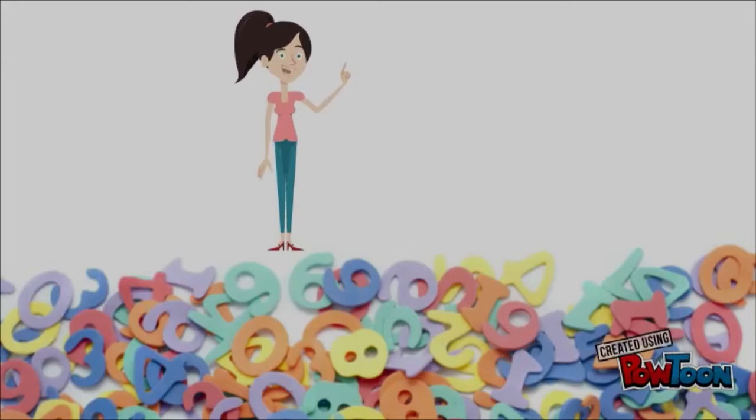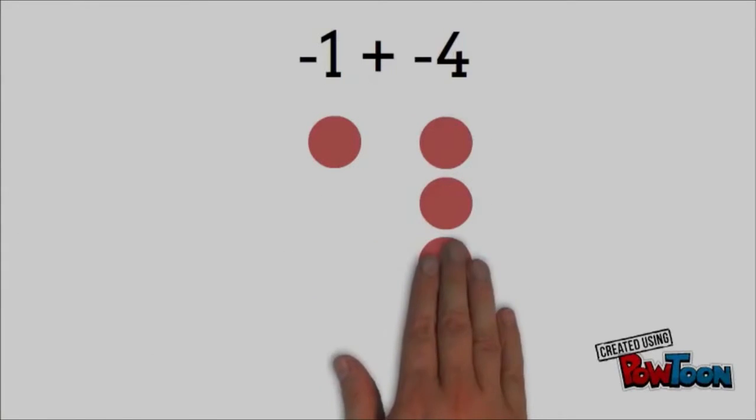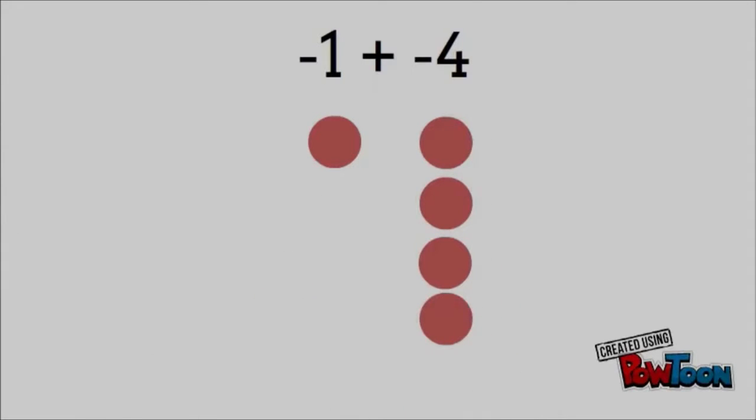Let's look at how to add 2 negative numbers together using integer chips. To solve the problem -1 plus -4, put out 1 red chip for -1 and 4 red chips for -4. Since there are no 0 pairs to remove, all you have to do is count how many red chips you have. You have 5 red chips, so the answer is -5.